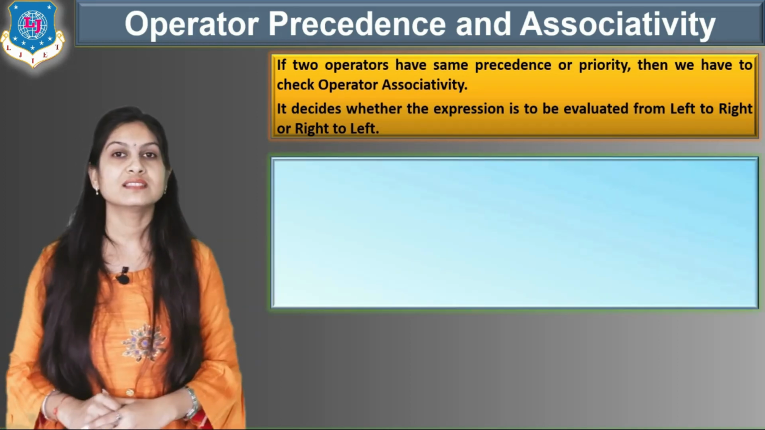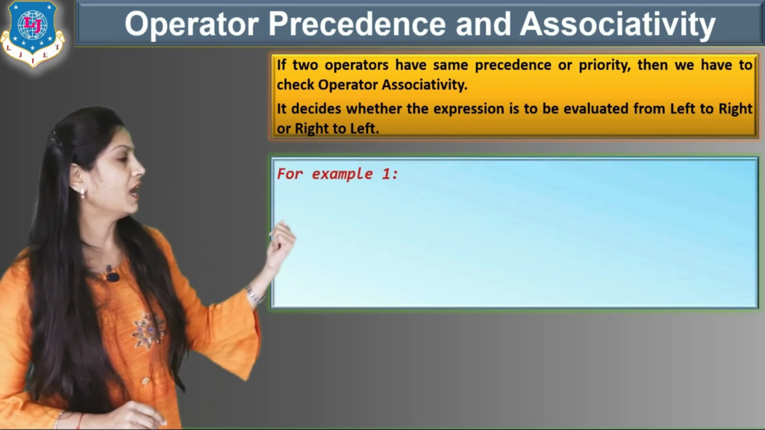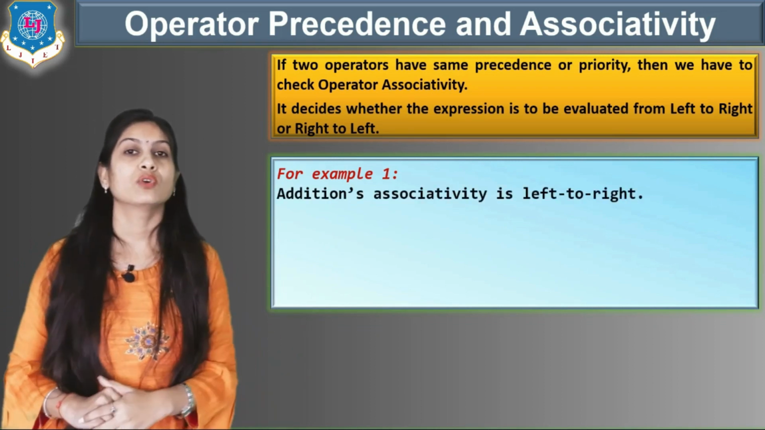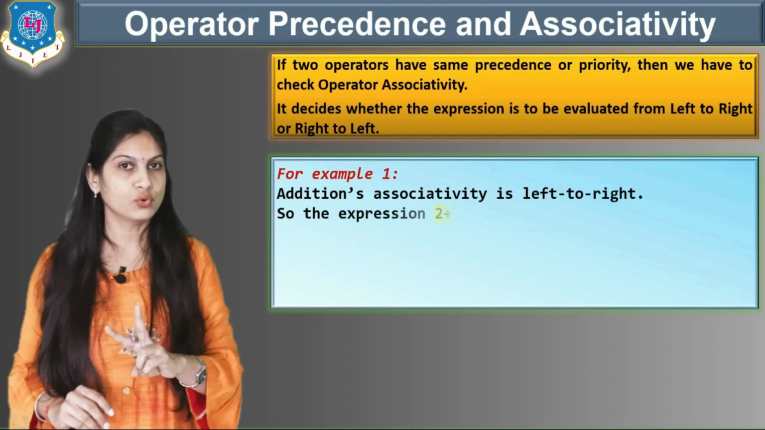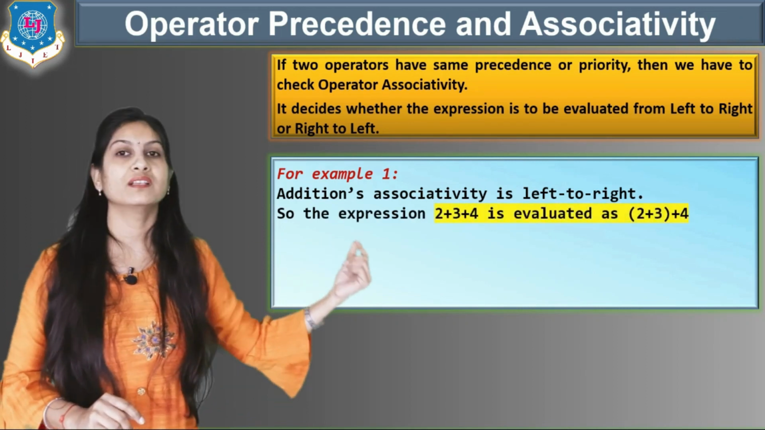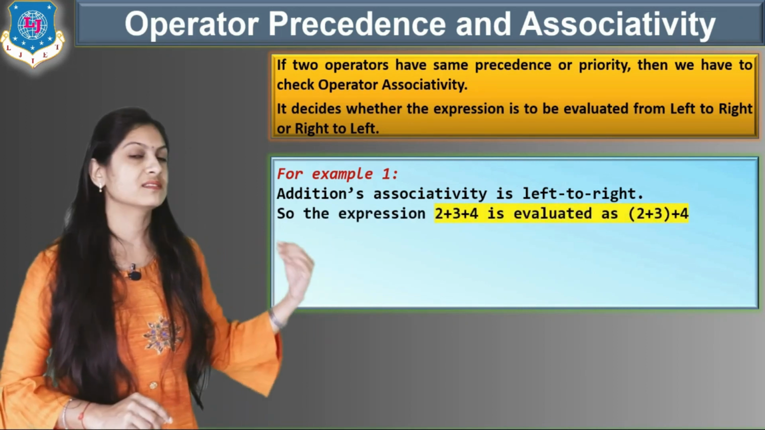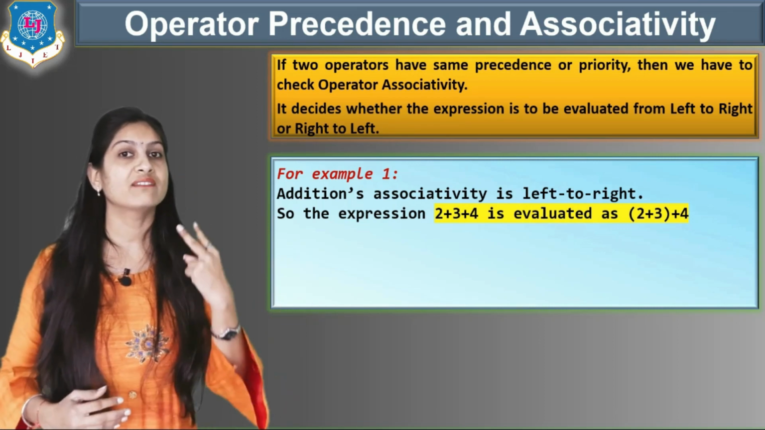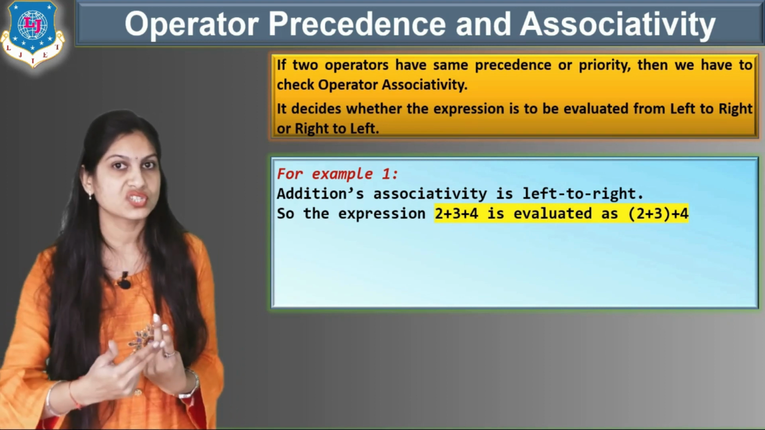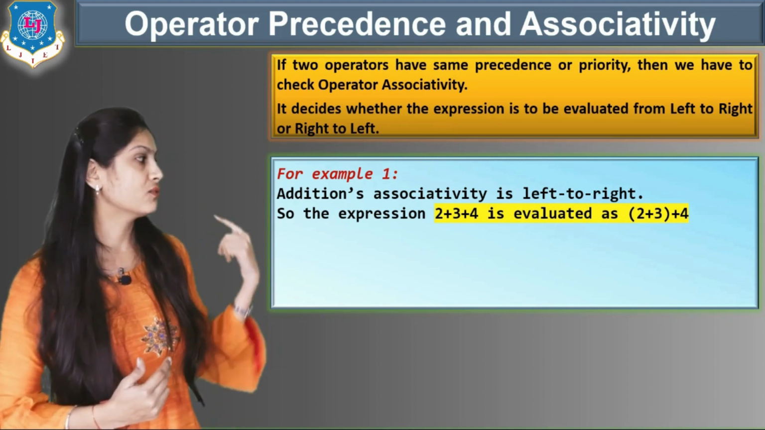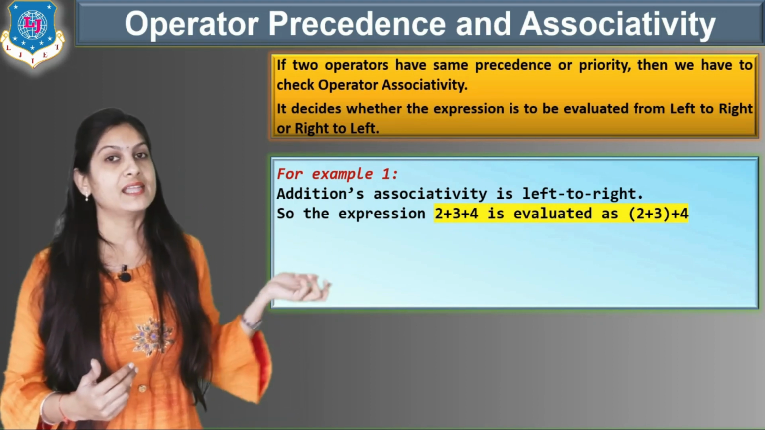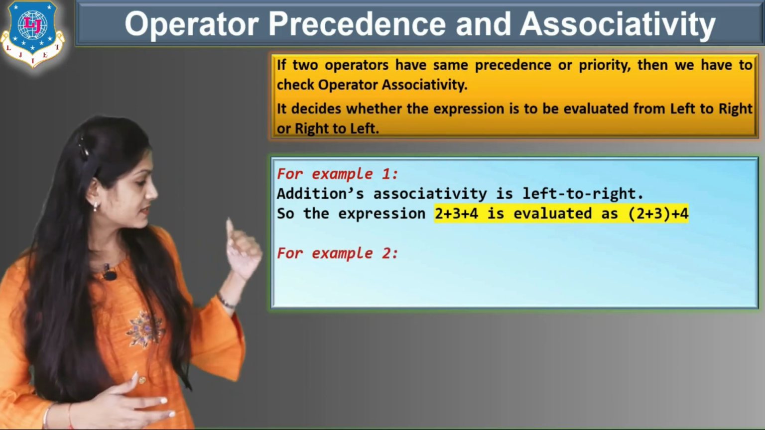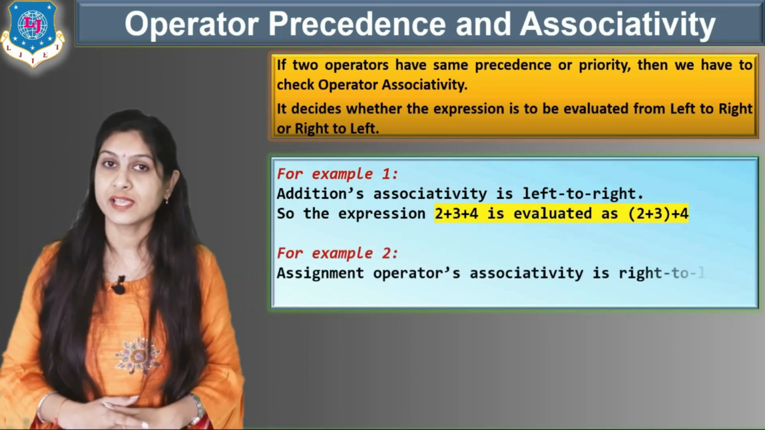So here I am taking a simple example for addition. Addition has associativity left to right. So in this case, suppose I have two plus operations, a plus b plus c, or we can say 2 plus 3 plus 4. Then which one is executed first? Because both have the same precedence, we have to check associativity, and that is left to right. So first we have to solve 2 plus 3, and then that answer will again be added with the 4. Clear?